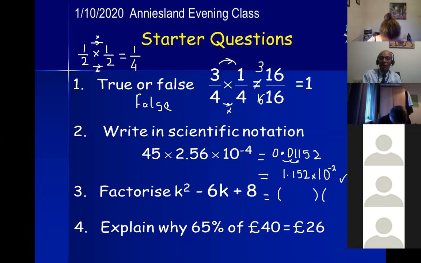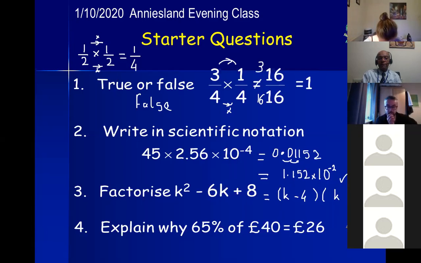The next one, we've done quite a few of those. So I'm looking for 2 numbers. If I times them together, I get 8. And if I add them, I get 6. 4 and 2. Yeah. So one's going to be 4. The other one is going to be 2. Because I've got a positive 8, you can times 2 negative numbers. That will give you a positive. So both are negative. -4, -2. And you just put your k here. And that's your answer there. k minus 4 times k minus 2.